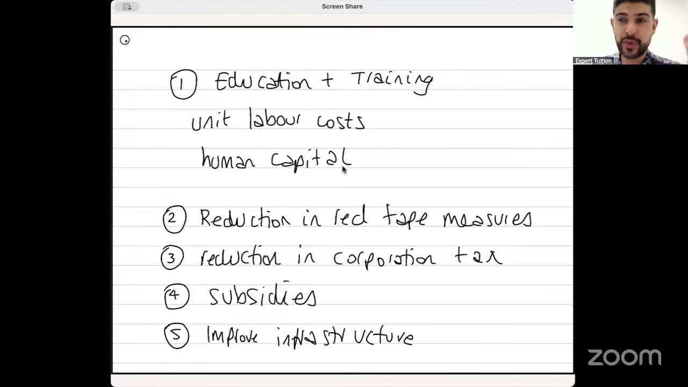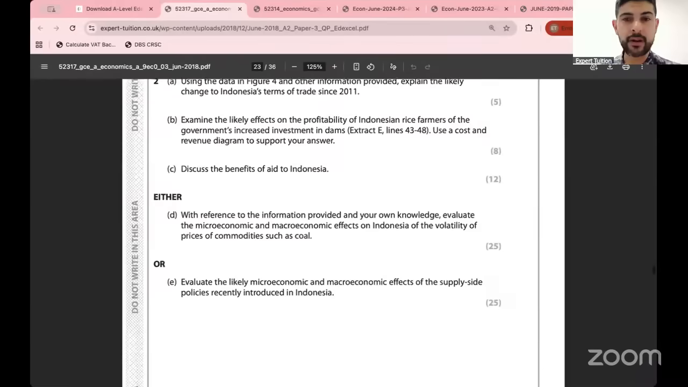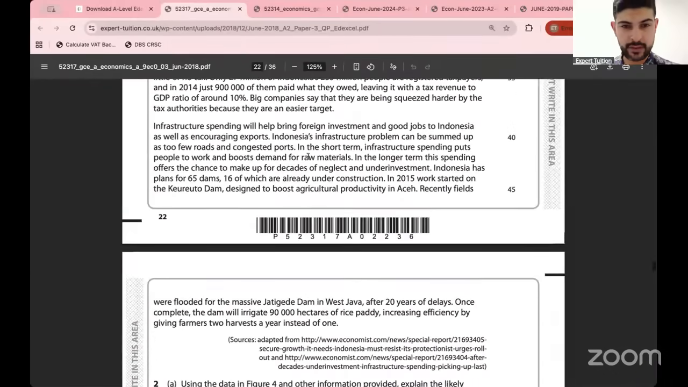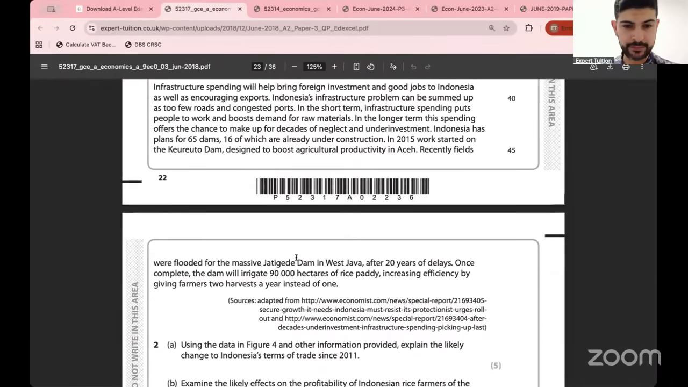In fact, in the June 2018 paper, if you look at the extract for the 8 marker, it is about them building a dam, yeah? And if you read the extract, it says 20 years of delays, yeah? There's 20 years of delays in building the dam, right? And therefore, you can point to that and go, there's a massive time lag. This is not going to be a quick fix. There's not going to be these benefits that we just talked about. You're not going to see them for some time, yeah?